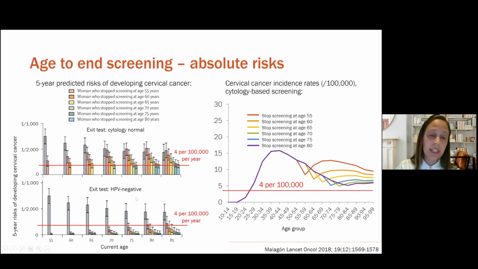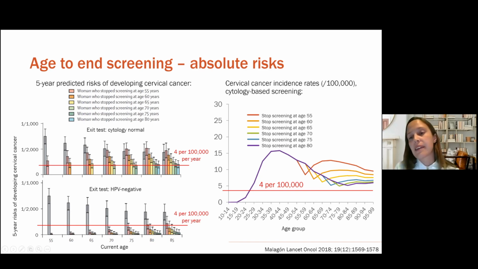However, with HPV testing, even a woman who's 55 years old, if she is HPV negative, there is a very low risk that she will reacquire HPV as she gets older. And so the long-term negative predictive value of an exit HPV negative test is quite high at older ages. And even to the point where we might be able to achieve that threshold in those age groups of less than 4 per 100,000 women per year.